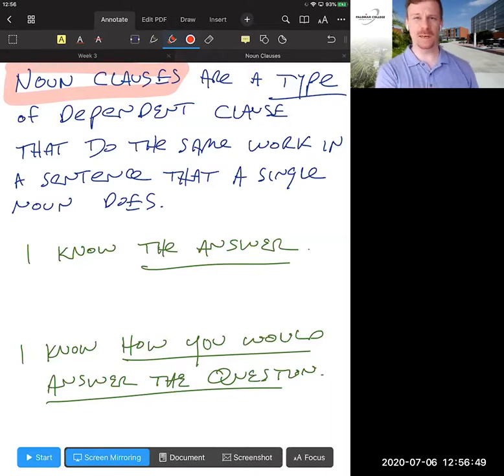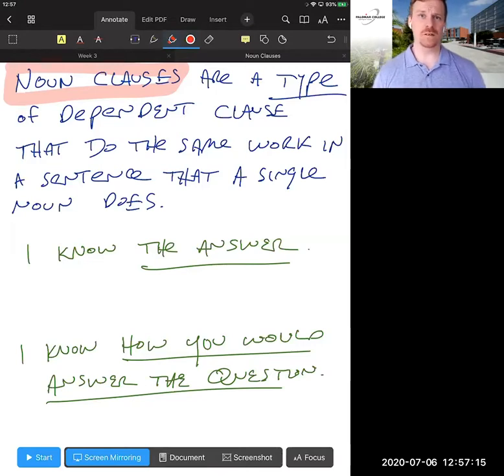You can have an independent clause, which is the complete sentence that I mentioned, or you can have a dependent clause, which is a group of words that has a subject and a verb but cannot stand by itself. And that's what a noun clause is. A noun clause is a type of dependent clause. It is a group of words that acts like a noun, a huge group of words that acts like a noun, but it cannot stand by itself. It is a type of dependent clause.